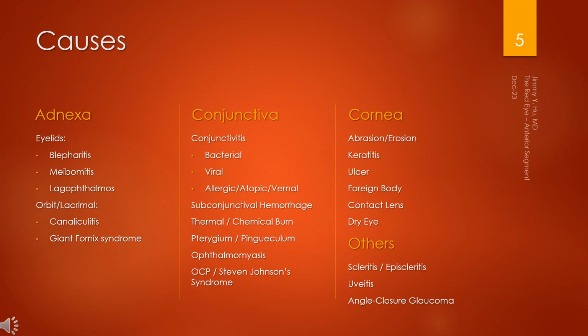Again, going from the outside in, there's a whole slew of possibilities here, and it's again important to have a systematic approach. You could have issues with the eyelids and adnexa, pathology within the orbit or the lacrimal gland system, a slew of issues with conjunctiva, corneal problems, and then there are others that are often even more serious but a little bit more esoteric, things like scleritis, uveitis, or angle closure glaucoma.